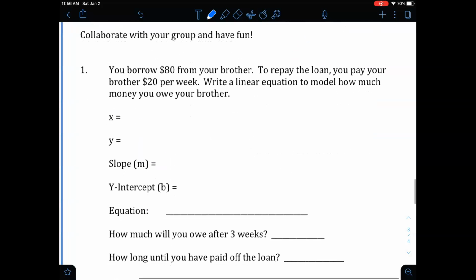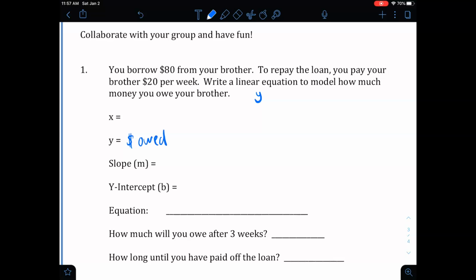All right, it says you borrow $80 from your brother. To repay the loan, you pay your brother $20 per week. Write a linear equation to model how much money you owe your brother. All right, well, our y is always what we're looking for. So this is write a linear equation to model how much money you owe your brother. That's going to be our y. So that's going to be our money owed.